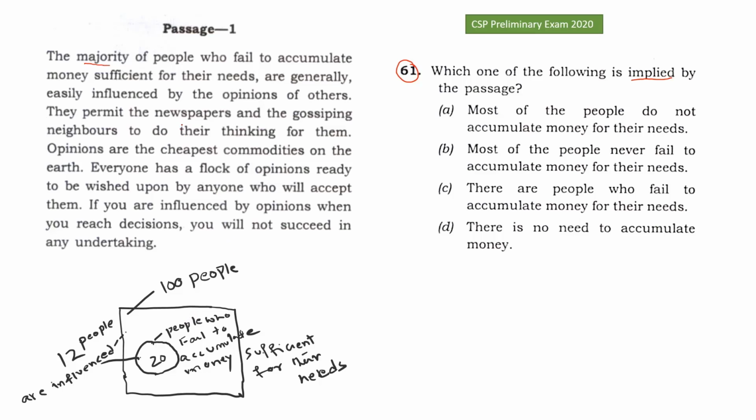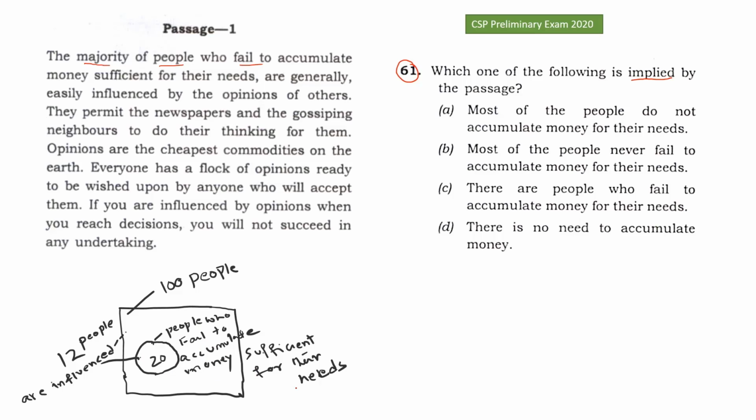First, people who fail to accumulate money sufficient for their needs. People who fail to accumulate. First, draw a diagram for the people. This one. I said 100 people. The square, right? The square represents 100 people. And there is a circle that represents people who fail to accumulate money sufficient for their needs, right?